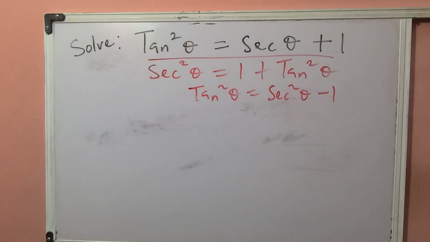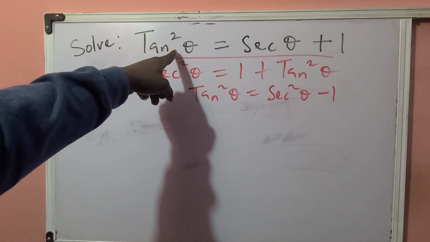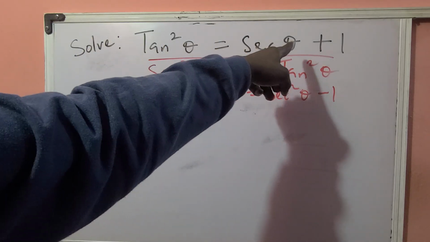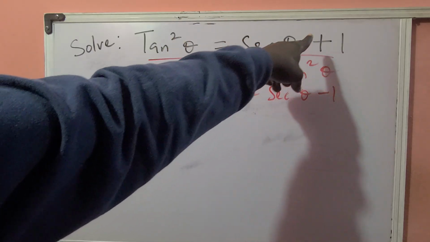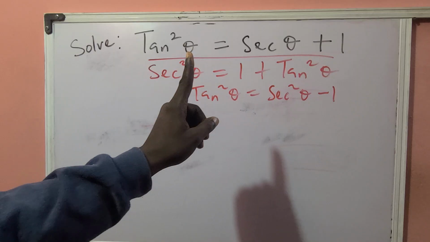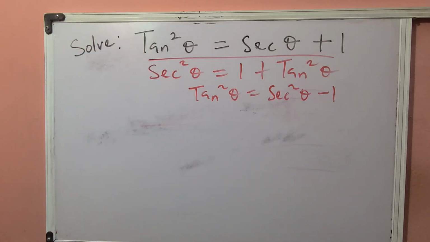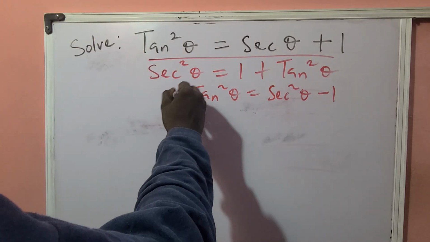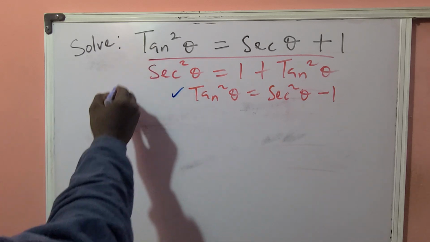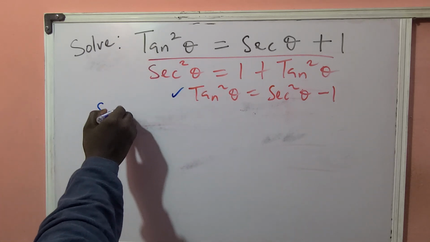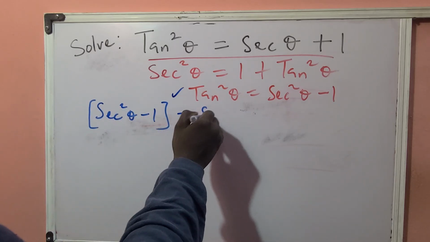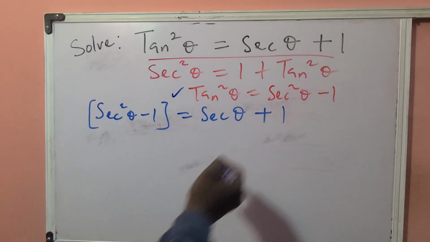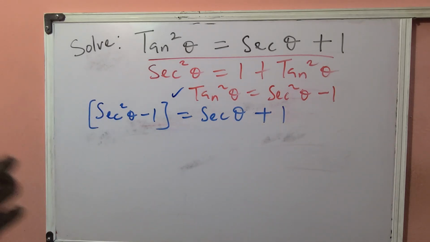We'll be fixing this into our equation. Don't forget, the main reason why we're doing this is that to solve questions of this sort, you want to have the same trigonometry function. We have tan theta here, we have sec theta here. You want to find a way to bring every one of them to just one particular trigonometry function. So from our identity, we change this tan square theta to sec square theta minus 1 equals sec theta plus 1. It's always good practice to make use of your brackets so that you don't make mistakes.